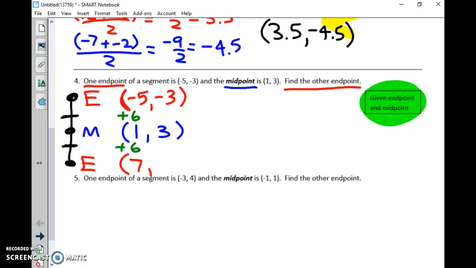And then on the y side, how do I get from negative 3 up to positive 3? Now this is coincidentally the same number. It's not always. But once again, we're going to add 6. Negative 3 plus 6 gives me 3.